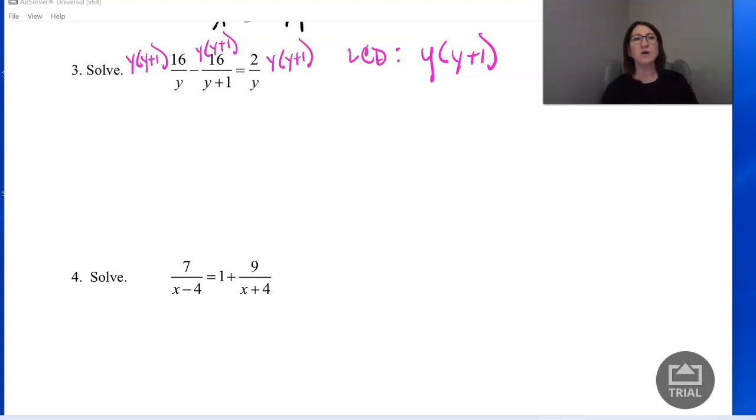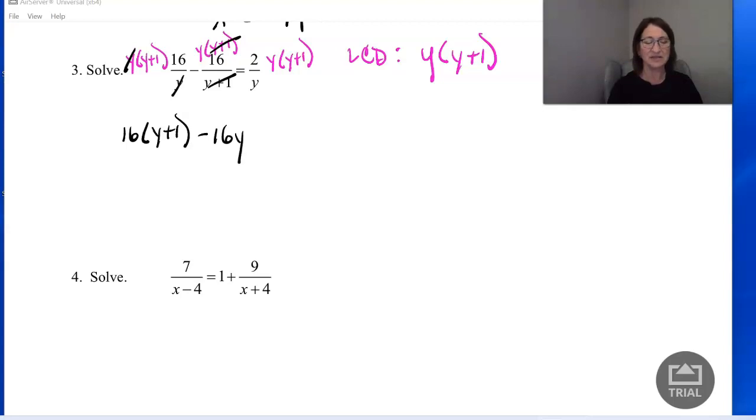Okay? So I can reduce by just taking the first terms there and reducing the y's. And so then I'm left with 16 times y plus 1. Then for my middle term there, I've got my y plus 1's reduced, and I get minus 16y. Next, my y's reduce, and I've got 2 times y plus 1. So now I just need to solve this.